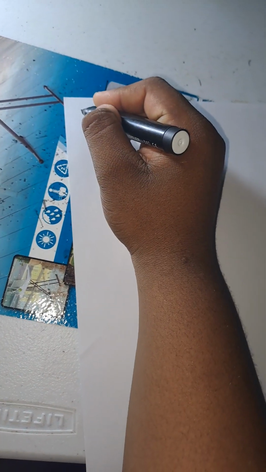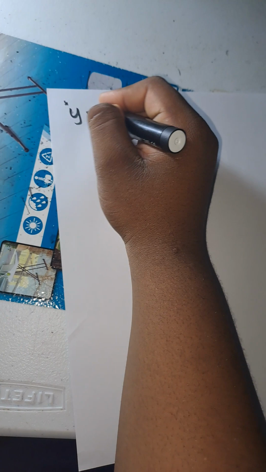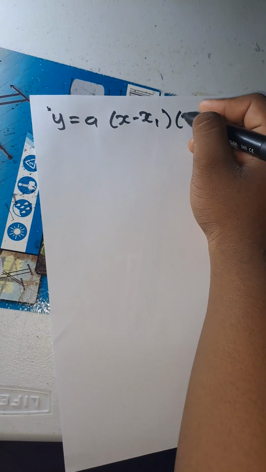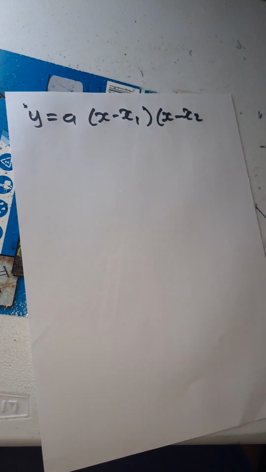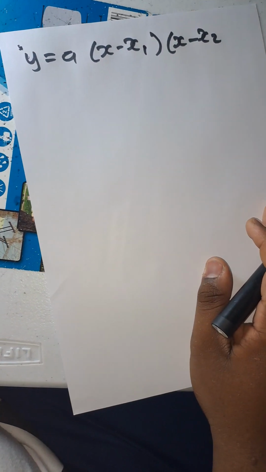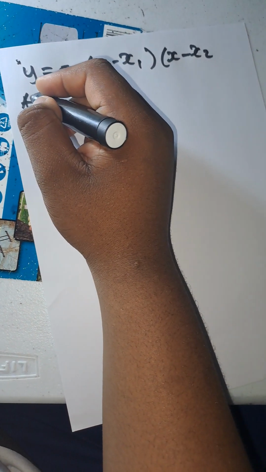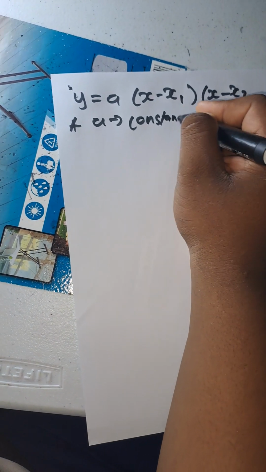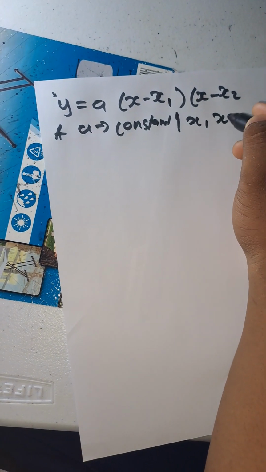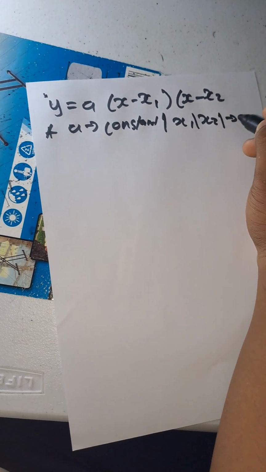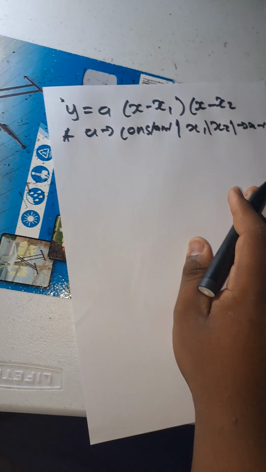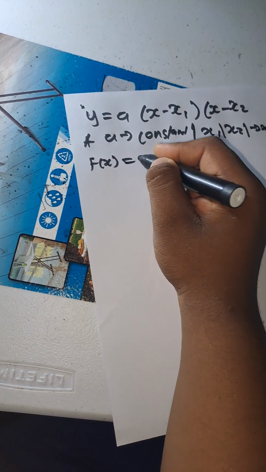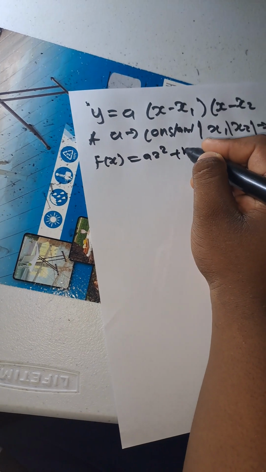So the x-intercept formula is y = a(x − x1)(x − x2). That's how it is. Okay, and then whereby x1 and x2 are the x-intercepts, and a is the constant. x1, x2 is the what? X-intercepts. Okay, we continue. So given the same thing, f(x) = ax² + bx + c.